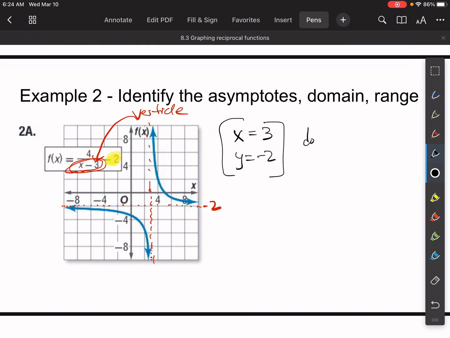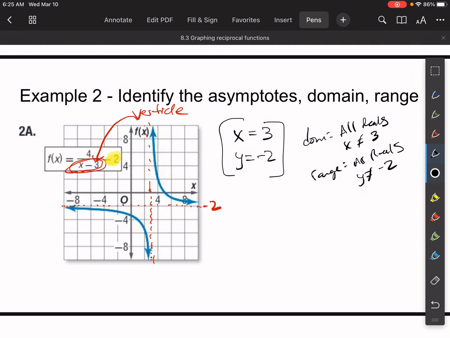My domain is going to be, well, we can call it all reals where x cannot equal, so for the domain we're looking at the possible x values, so x just cannot equal 3. And then the range is going to be all reals, but we have one exception, and that's where y cannot equal -2.